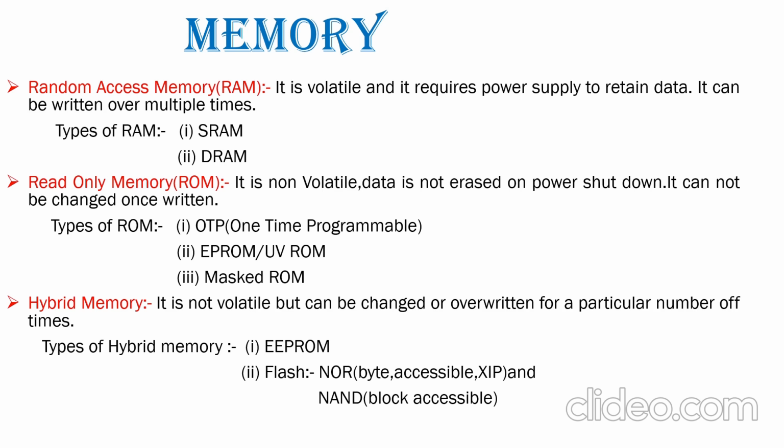Then we have hybrid memory. It is a type of non-volatile memory but can be changed or overwritten a particular number of times. Types of hybrid memory: EEPROM, the second is flash, that is NOR and NAND. NOR means byte accessible, XIP, and NAND stands for block accessible.